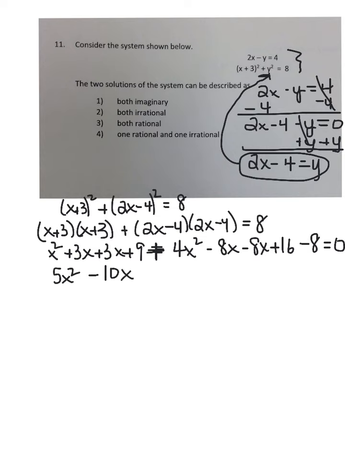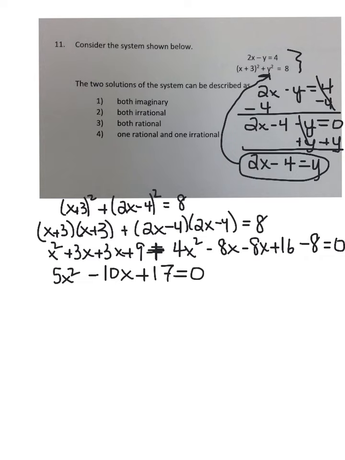Then I'm going to look at my constants. I've got a positive 9 and a positive 16, which is positive 25, but then I subtract 8 from that, which leaves me with a positive 17. We set that equal to 0. Now everything is set up so that I can do the quadratic formula. My a is 5, my b is negative 10, and my c is 17.